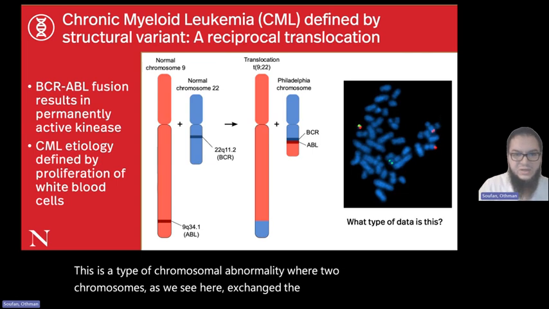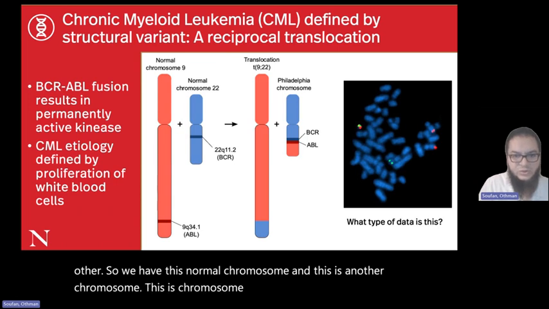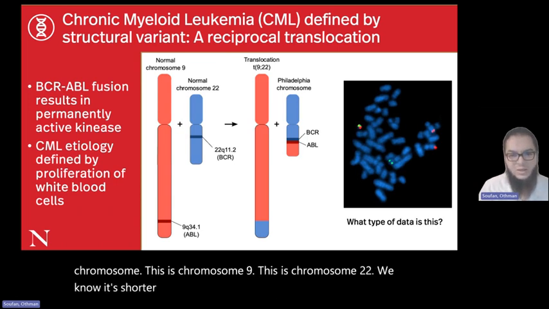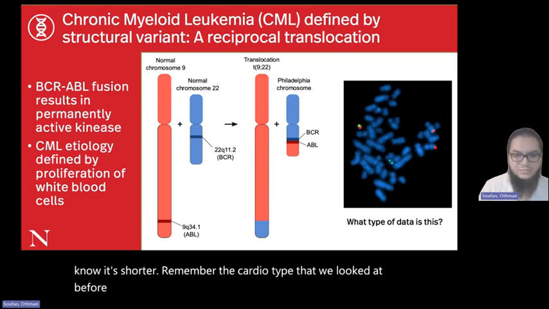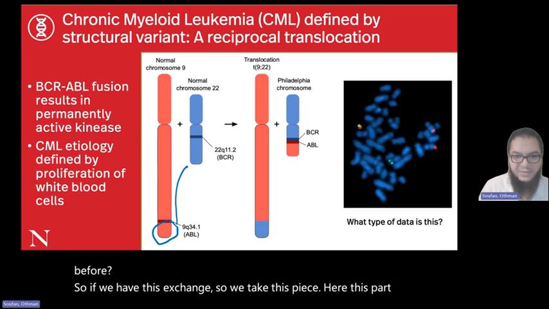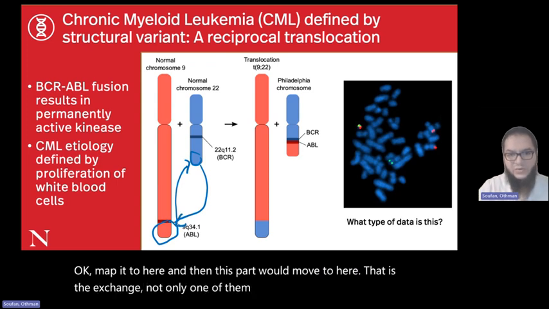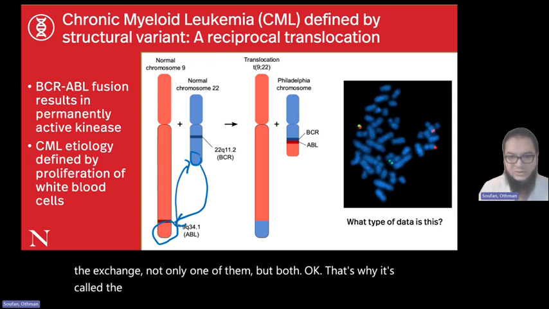So we have this normal chromosome, and this is another chromosome. This is chromosome 9. This is chromosome 22. We know it's shorter. Remember the karyotype that we looked at before. So if we have this exchange, we take this piece here, map it to here, and then this part would move to here. That is the exchange. Not only one of them, but both, okay? That's why it's called reciprocal translocation.